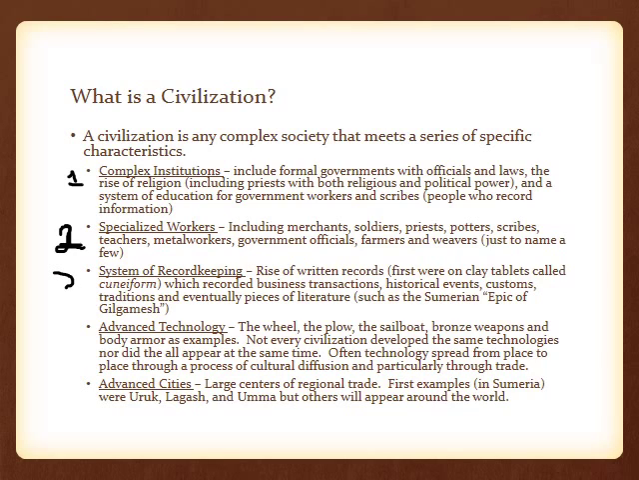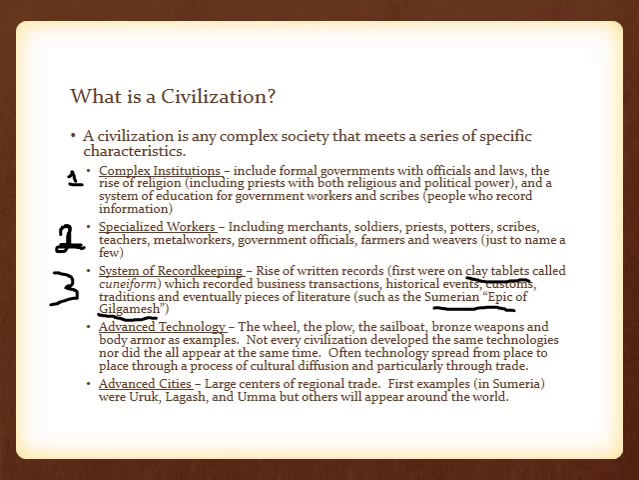And the third thing is you have to have a system of record keeping. A system of record keeping means you are recording things. Now, it doesn't mean writing as we know it necessarily, but it is the rise of written records. And the first ones are going to be on clay tablets that we call cuneiform, and we'll talk about that in the next lesson. So clay tablets, which record business transactions. I trade 3 pigs for a cow. Historic events, customs, traditions, even pieces of literature. The first recorded piece of literature on clay tablets is Sumerian, and it's called the Epic of Gilgamesh.